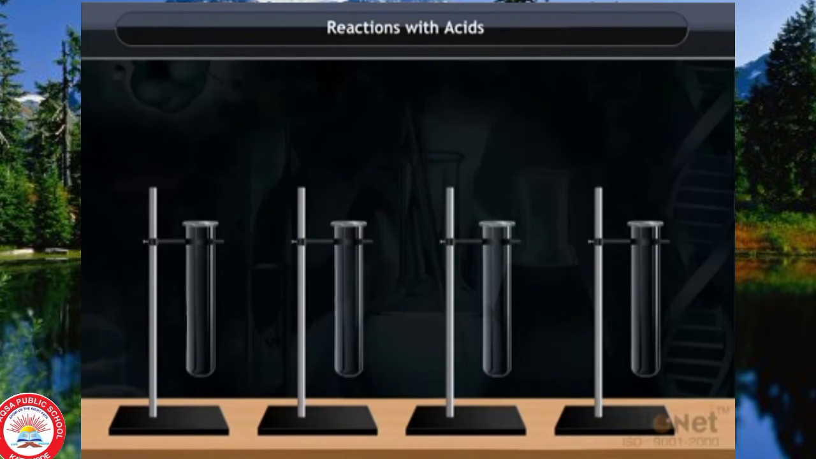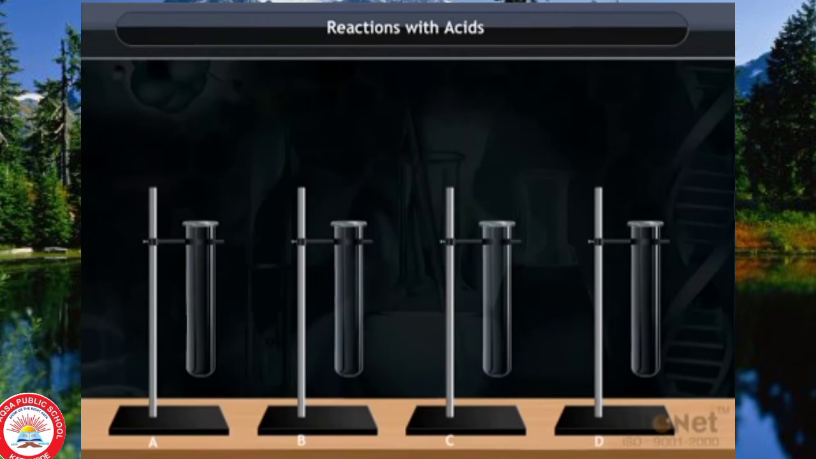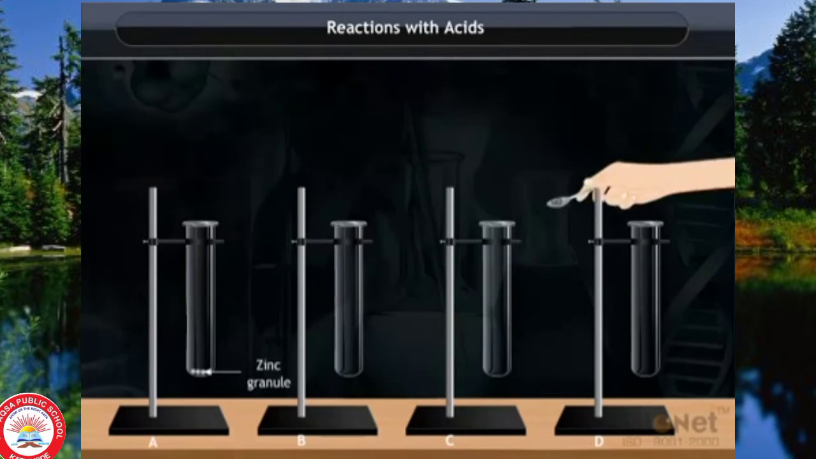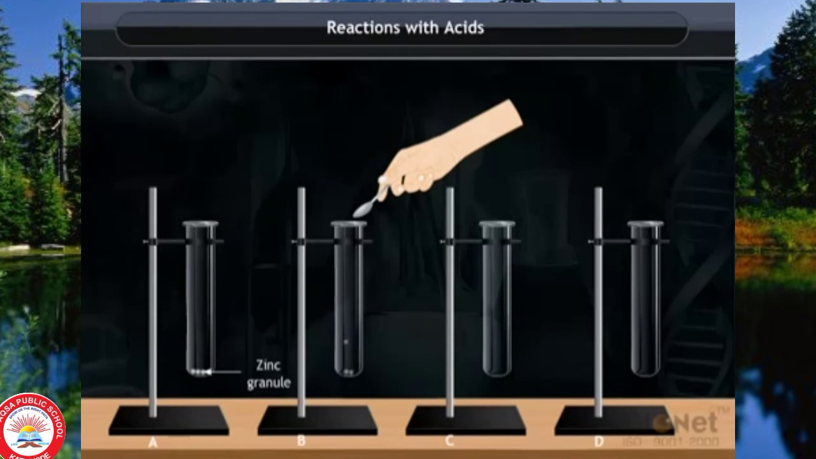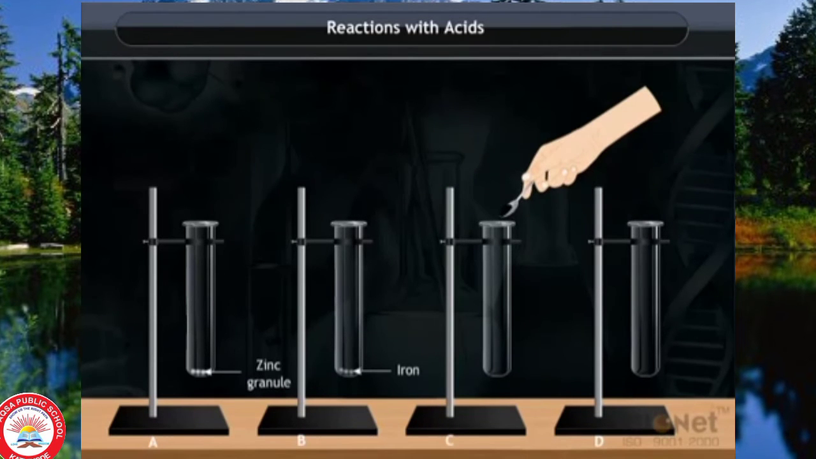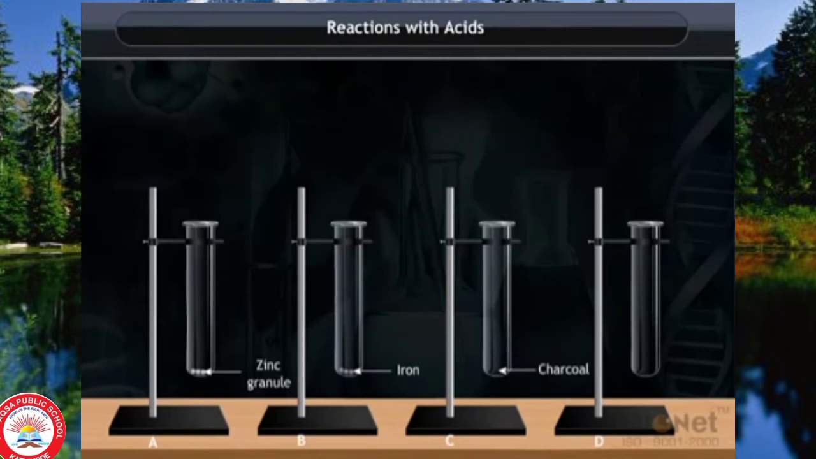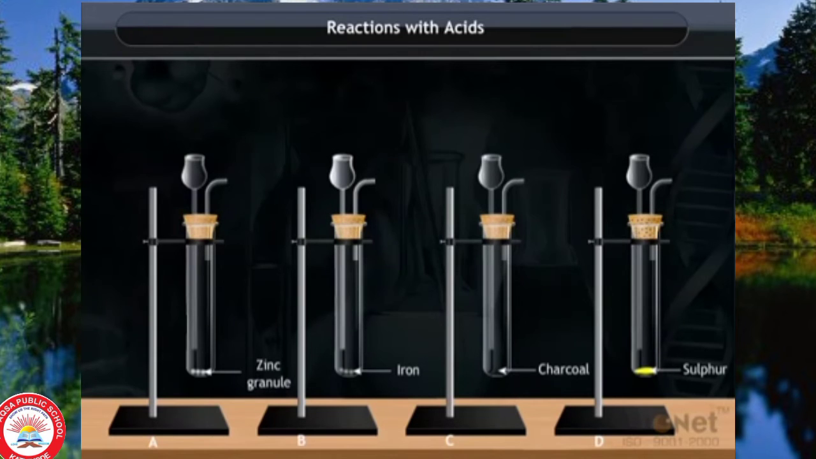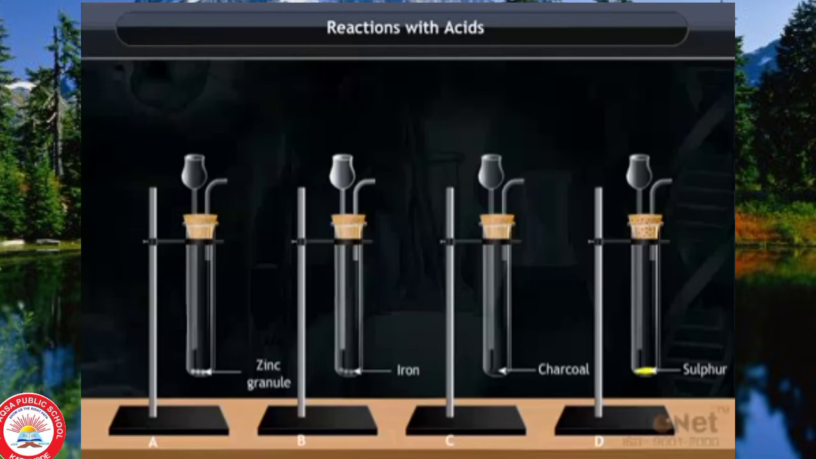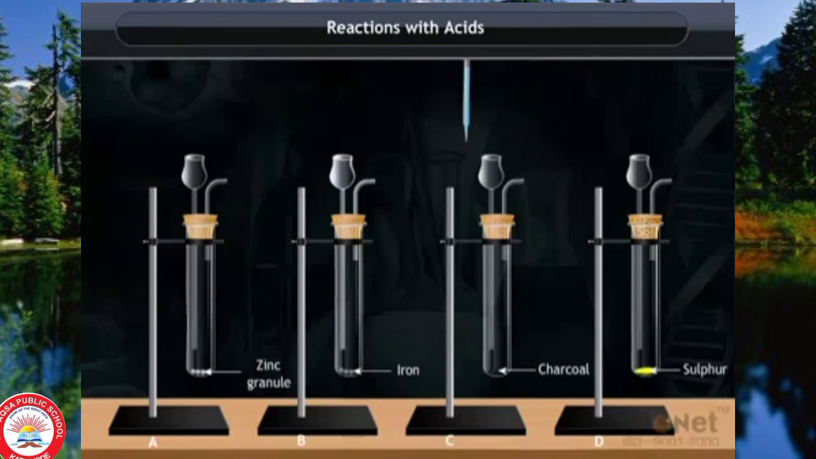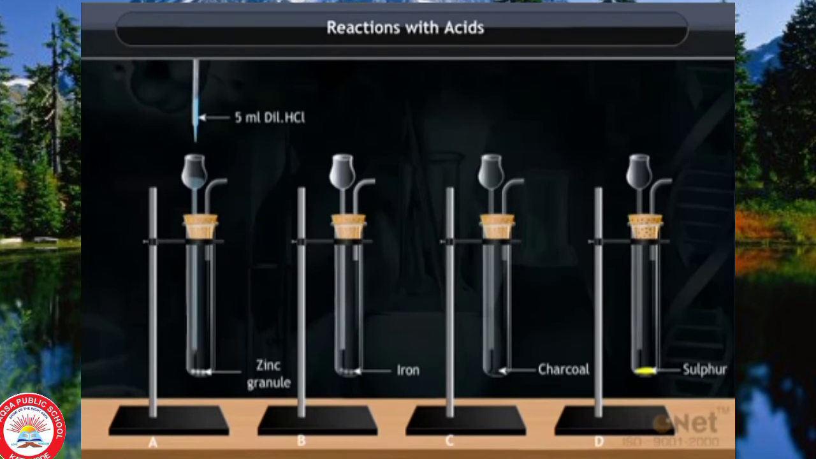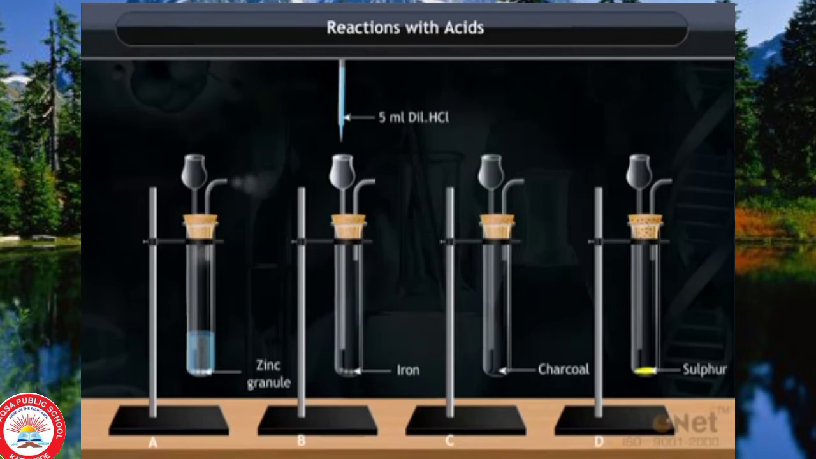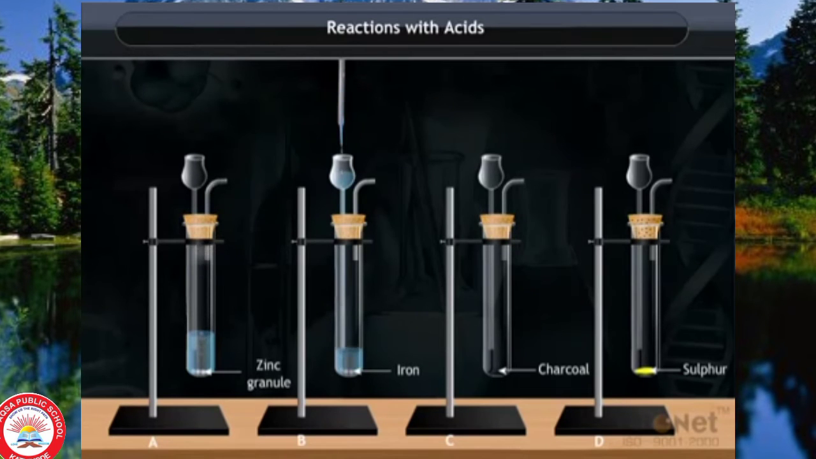Take 4 test tubes. Mark the first test tube as A, next B, C, D. In the first test tube add zinc granules, and in B, iron. In C we add charcoal and in D we add sulfur powder. Close the test tubes with a cork and fit a thistle funnel. Through the thistle funnel, add 5 ml of dilute hydrochloric acid to each test tube.